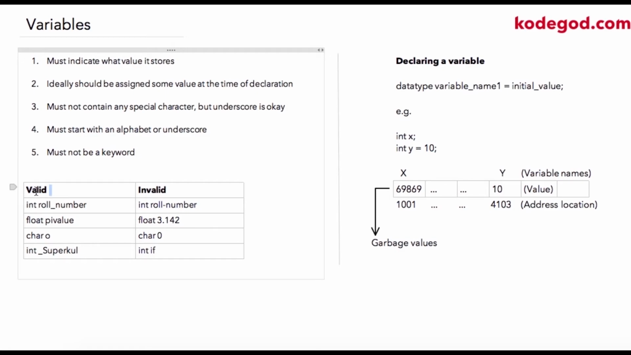So these are valid variable names, like I'm saying, roll number, pi value, underscore super cool. These are valid variables, but these are a few invalid variables. So roll dash number, why is this invalid?